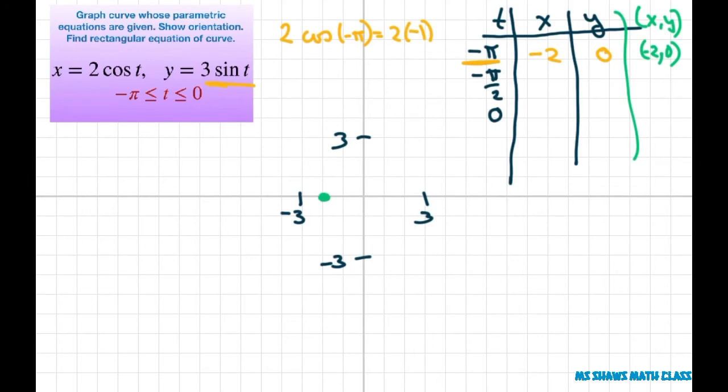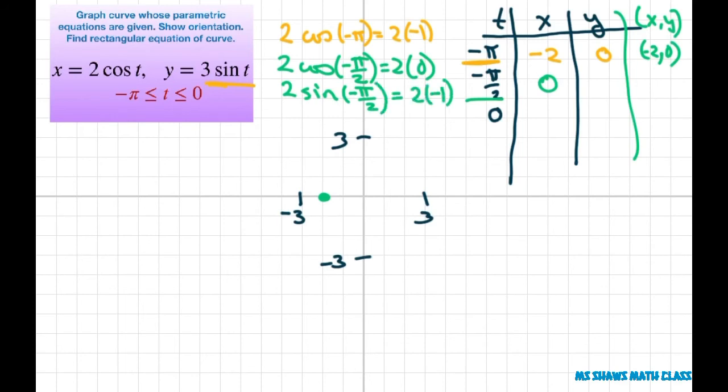Now let's look at negative pi divided by 2. So 2 times cosine of negative pi divided by 2 is 2 times 0, so you have 0 here. But 3 times sine of negative pi divided by 2 is going to be 3 times negative 1, so that's going to be negative 3. So there's that point here.